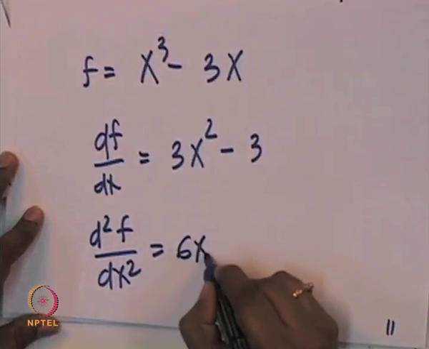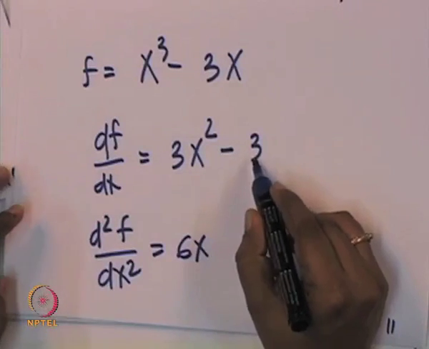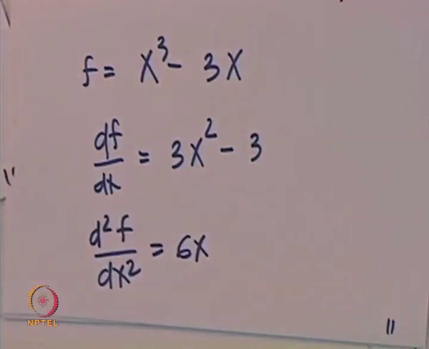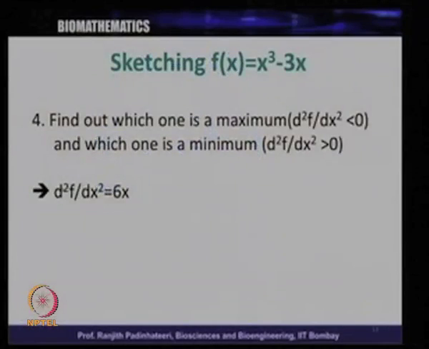So, this is 6x, and the derivative of 3 is 0. So, the second derivative is 6x. That is what we have written here. The second derivative of this function, d square f by dx square, is 6x, and we found that at x equal to plus 1, it is either a maxima or a minima, and at x equal to minus 1, it is also a maxima or minima.